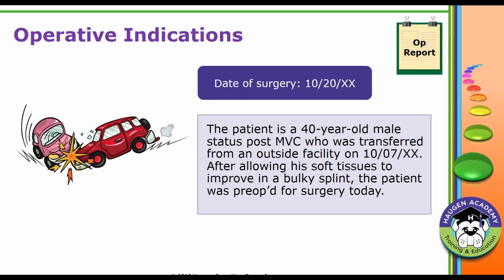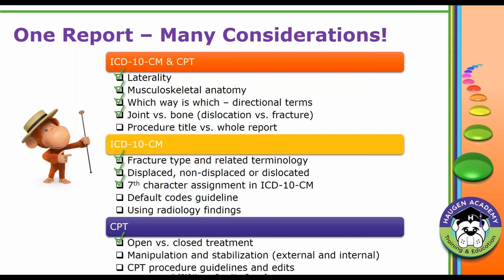So let's move on and look at what we've covered so far. We added our 7th character assignment. We're thinking about that. We know the treatment was open as it was listed in the procedure list, but we'll go ahead and verify that as well. We also know we're talking about a bone fracture too.